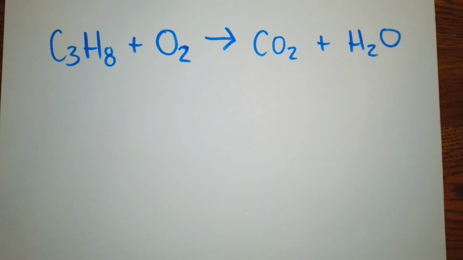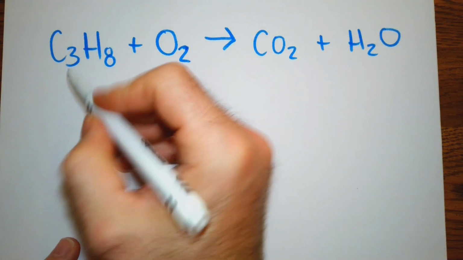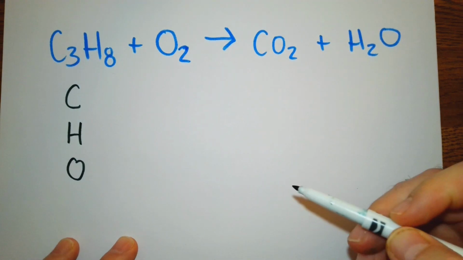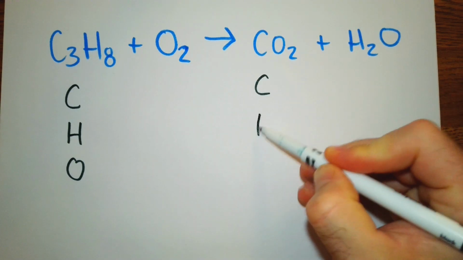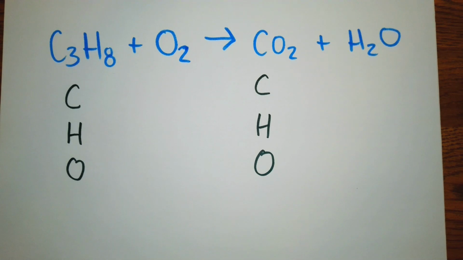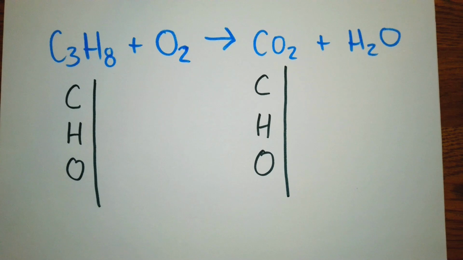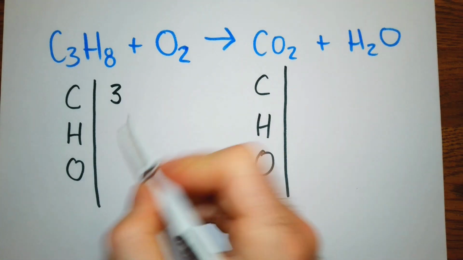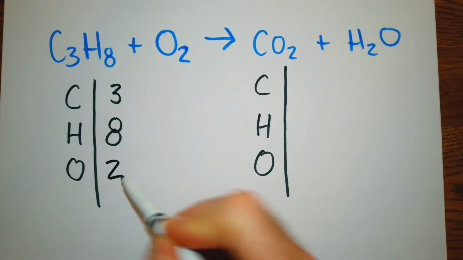So what I like to do is I count. Let's write each element down and then we'll count how many we have of each of those elements. Well, this combustion reaction, since it's a hydrocarbon, we only have carbon, hydrogen, and oxygen. So first, let's count each of the individual elements that we have. We have 3 carbons, we have 8 hydrogens, and we have 2 oxygens.